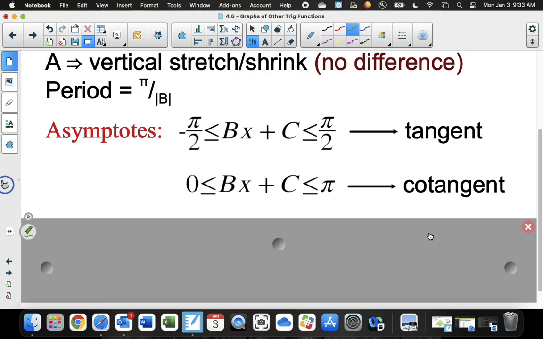Here's what I want you to add. So I have this on your sheet where it's bx plus c is between negative pi over 2 and pi over 2. That's for the tangent graph. That's where the asymptotes are normally located. And once we start doing shifts or stretches, we can figure out where they go. For cotangent, we just saw that it's from 0 to pi. Okay? You've got an asymptote at 0, you've got an asymptote at pi, 2 pi, 3 pi, so on and so forth. So make sure you add the cotangent one. It's not on the sheet.